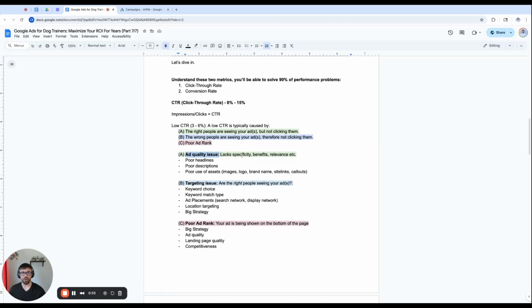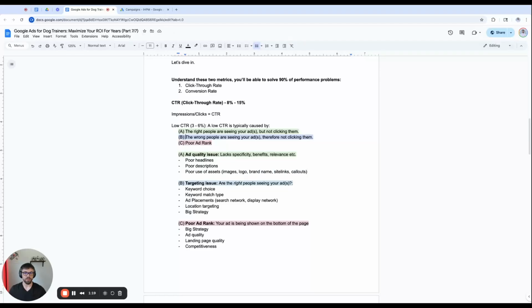They're dog owners in your area who need training, but they're scrolling past your ad. They're not clicking on it. And that could be because your ad maybe lacks specificity. Maybe there's not enough benefit driven text in the ad. Maybe it lacks relevance, right? Poor headlines, poor descriptions, poor use of assets, things like images, logo, brand name, site links, and callouts.